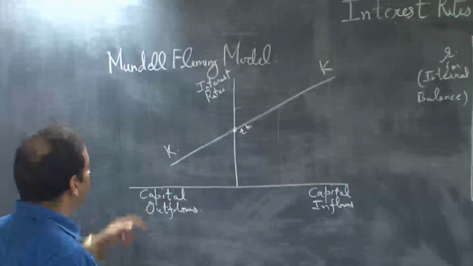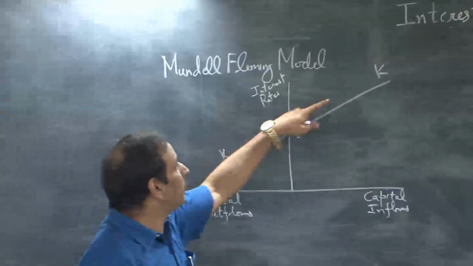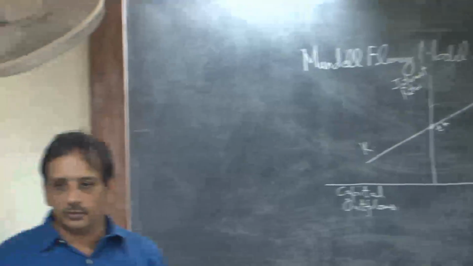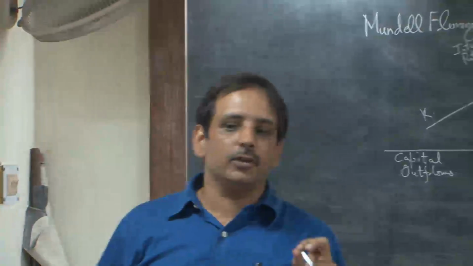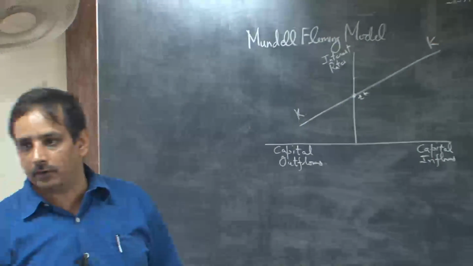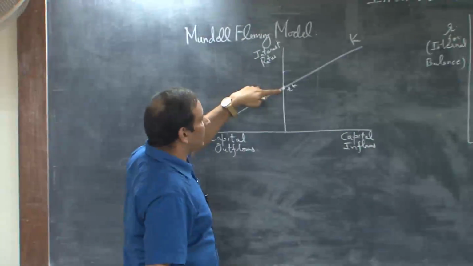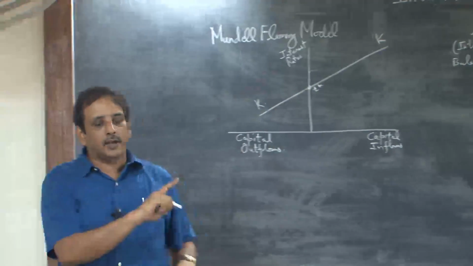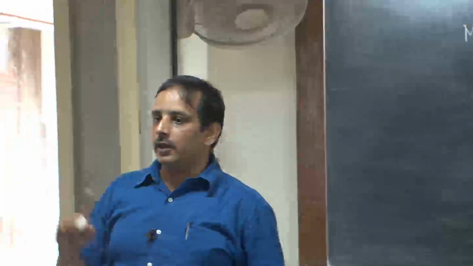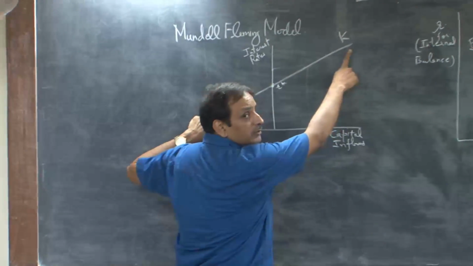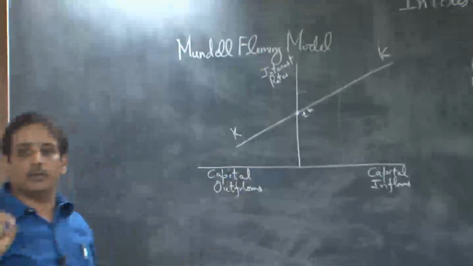Now if this KK curve which you see is upward sloping, this assumes that there is imperfect substitutability between domestic and foreign bonds. That means if the domestic interest rate is greater than the foreign interest rate, you will not completely switch out of domestic bonds into foreign bonds, because foreign and domestic bonds are not perfectly substitutable. So the reason that you have an upward sloping curve is that there is imperfect substitutability between domestic and foreign bonds.